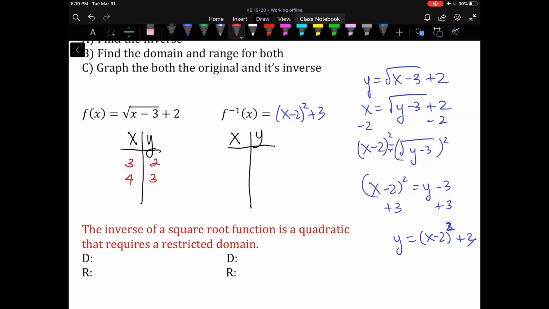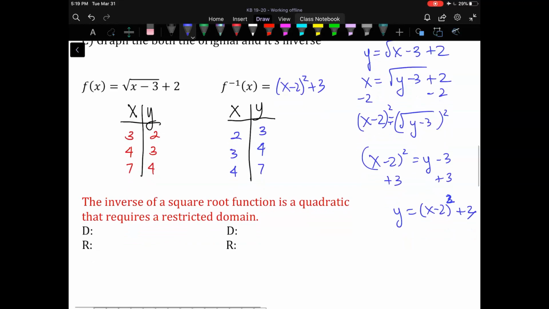Now, if I'm using numbers I know the square root of, I would want a difference under my square root of 0, 1, and the next perfect square is 4. So I would jump to 7 because 7 minus 3 is 4. And the square root of 4 is 2, plus 2 is 4. All right, so based on that information, if we flip-flop the x and y columns, your x column, 3, 4, 7 goes into y, and your y column, 2, 3, 4 goes in the x column.